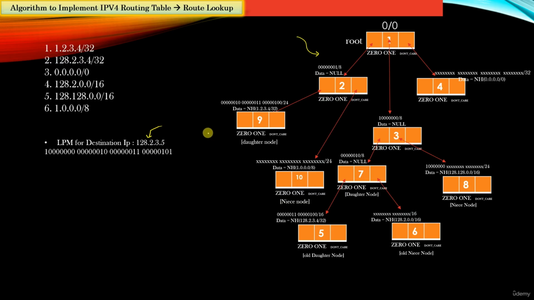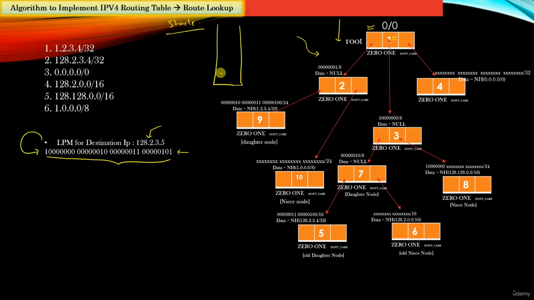So the very first thing that we need to do is to convert the given IP address into its equivalent binary form. So this is the binary form of this IP address, which is a 32-bit address. Now we will parse this 32-bit IP address into this mtry data structure starting from the root. Now note that the route lookup algorithm uses an intermediate data structure called stack. We start our search in this mtry data structure from the root as usual.